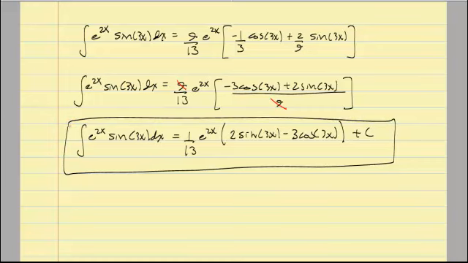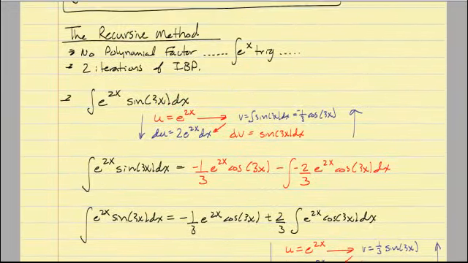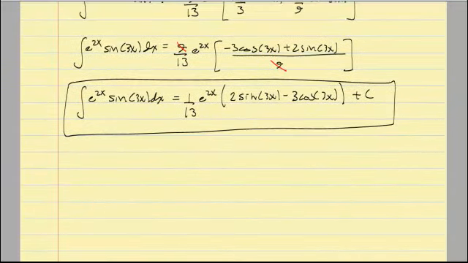I could check this, remember, by taking the derivative and simplifying the heck out of it, and once I take that derivative and simplify it, I should be able to get back to my original problem, which was quite a while ago. There it is, e to the 2x sine of 3x. So you can check this by taking a derivative, simplifying it a lot, and seeing if you get that integrand back. The recursive method, going through 2 iterations, is kind of long, but it's pretty rewarding in the end when we get that correct solution.